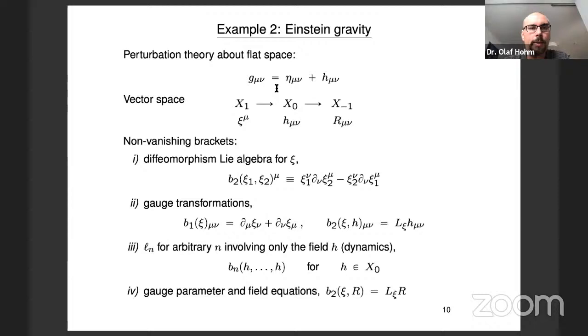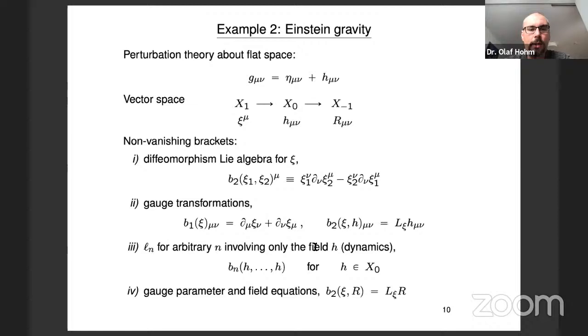In order to match with L infinity, you have to work in a perturbative framework. So you have to imagine that you take the metric g_mu nu and expand around a background, which might as well be the flat Minkowski background, and you have a fluctuation. Now the fluctuation is the fundamental field. You can think of this living in a vector space x0, and there's the space of parameters x1, which is a vector here, because that's the diffeomorphism parameter, and then you have a space of field equations, which you can think of like the Ricci tensor. And by the general dictionary, you can now discuss the various brackets that appear.